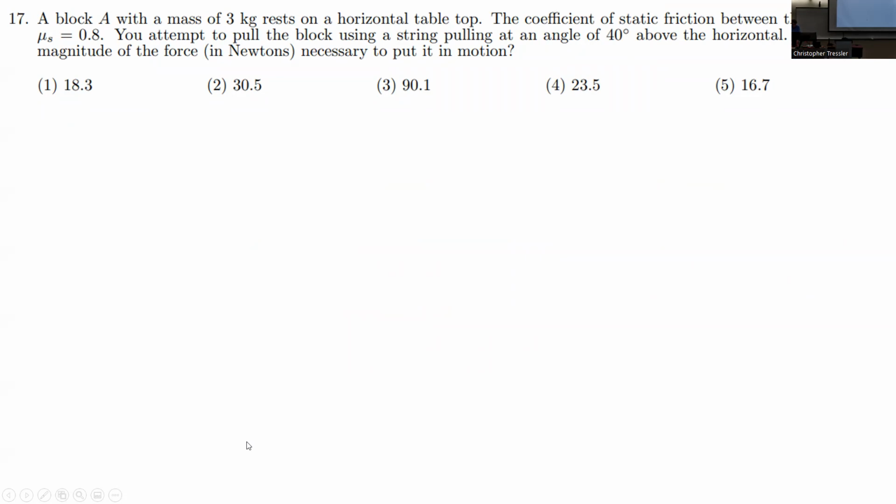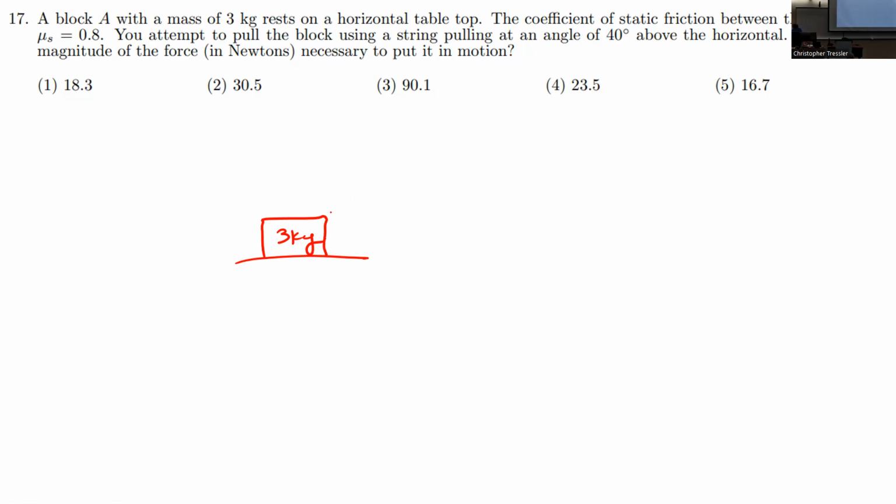Block A with a mass of 3 kilograms rests on a horizontal top. The coefficient of static friction between surfaces is 0.8. You attempt to pull the block using a string at an angle of 40 degrees above the horizontal. What is the magnitude of the force in newtons? Oh, okay. I think I know what to do. So let's draw a picture. We have this thing, right? And this is 3 kilograms. And we have a little string.